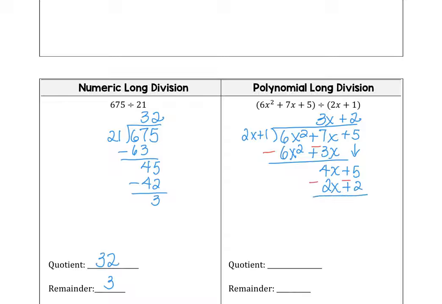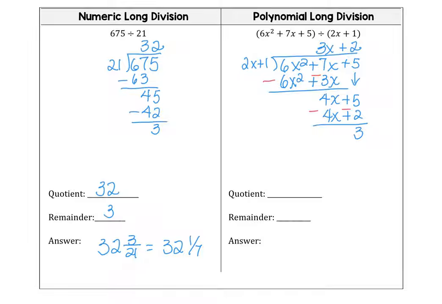4x minus 4x, I'm sorry, I wrote that down incorrectly. This is a 4x, so 4x minus 4x is 0, and 5 minus 2 is 3. So our quotient becomes 3x plus 2, which would be the slant asymptote.